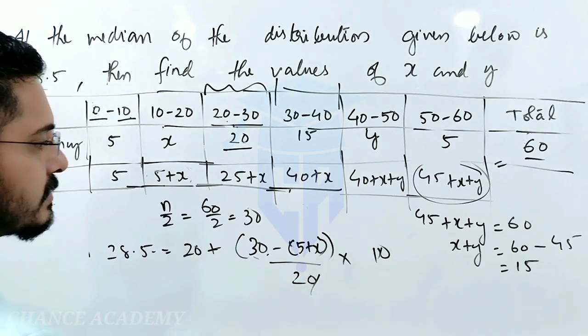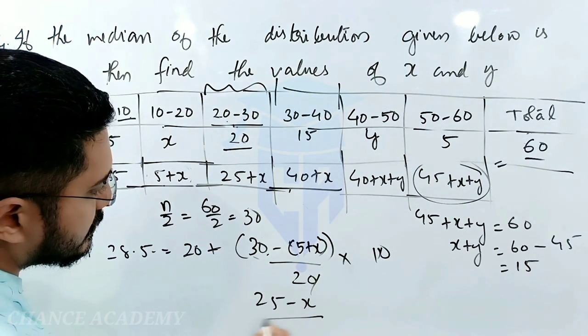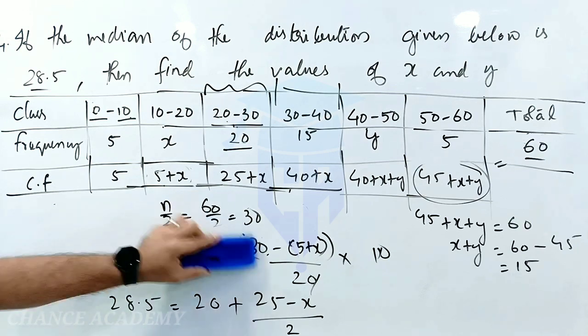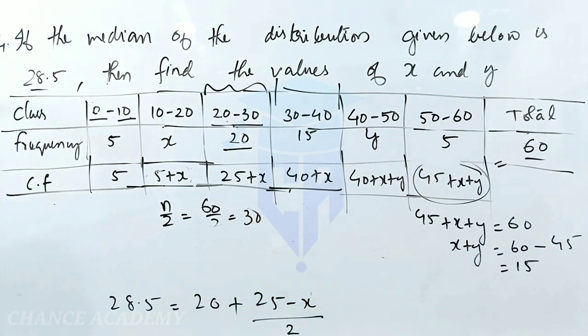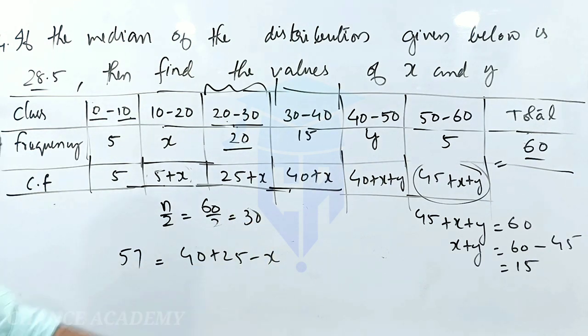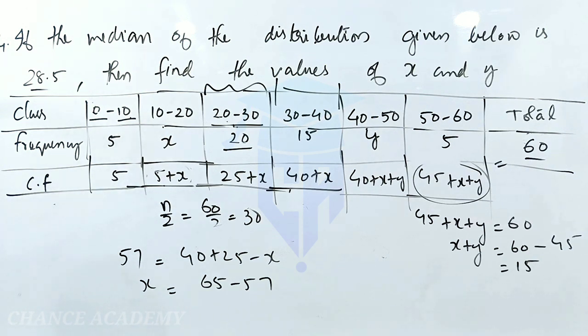Now we can cancel these terms. Now 30 minus 5 will be 25. 25 minus x whole divided by 2 plus 20 is equal to 28.5. On cross multiplying this and rearranging, you will get a relationship only in x. On cross multiplying that, you will be getting 57 is equal to 40 plus 25 minus x. So that can be written as 65 minus 57 is equal to x. So finally, you will be getting the value for x, and the value of x will be 8.